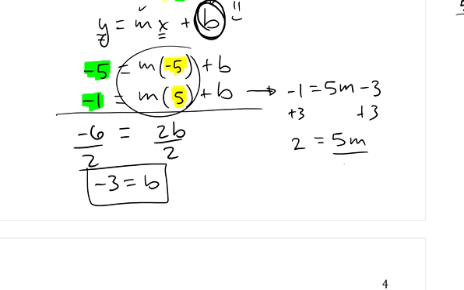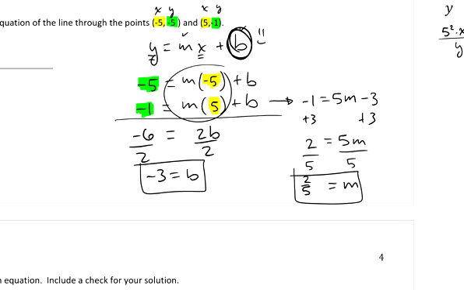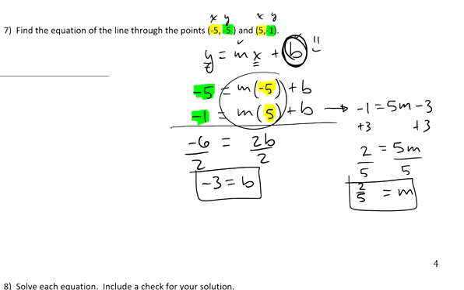And then finally I'm just going to divide both sides by 5. So m, my slope is 2/5. So up 2 over 5. So I know my slope and I know my y-intercept, therefore I know the equation of the line that goes through those 2 points. It is y equals 2/5 times x and then minus 3.